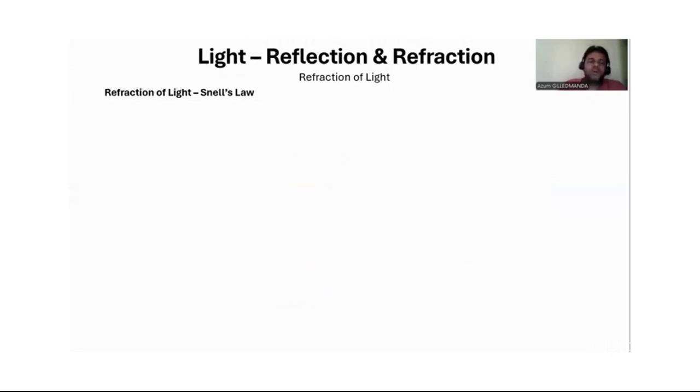Now, based on the refraction, there is a scientist Snell who has observed something, right? So let's see. Snell's law says that number one, the incident ray, refracted ray, and the normal are in the same plane. That's one thing, same plane.